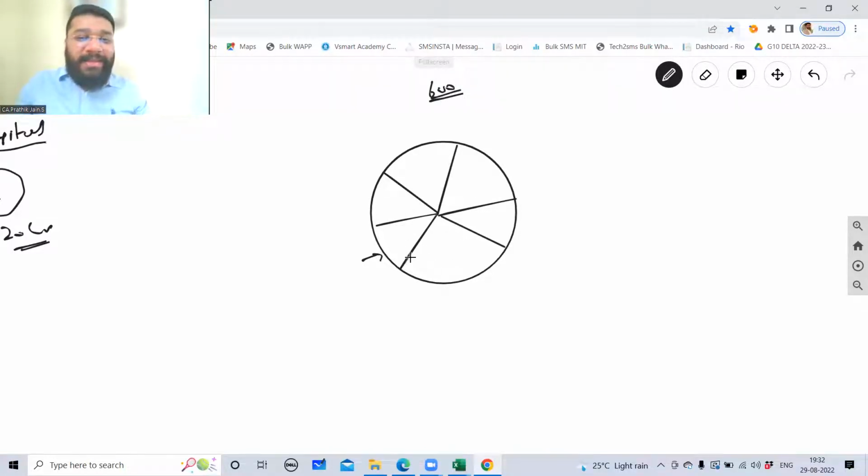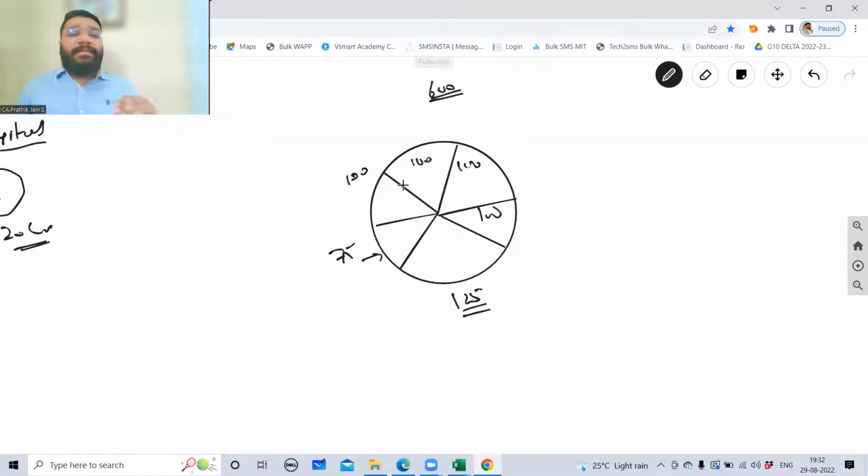Since you're eating a large portion, you don't pay 100, you pay 125. I'll pay 75. Rest all seems okay. So 100, 100, 100, 100. So what happens? This person gave the money depending on how much quantity he got. Bigger the quantity, bigger the money, bigger the share. So this is the share of pizza he got.